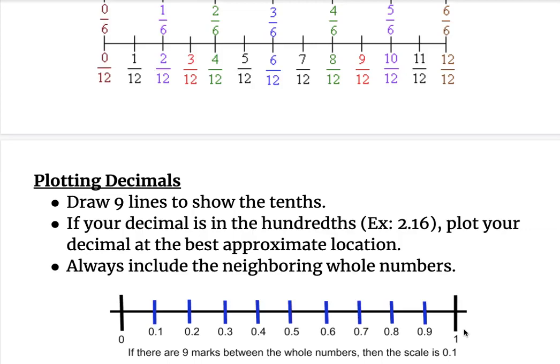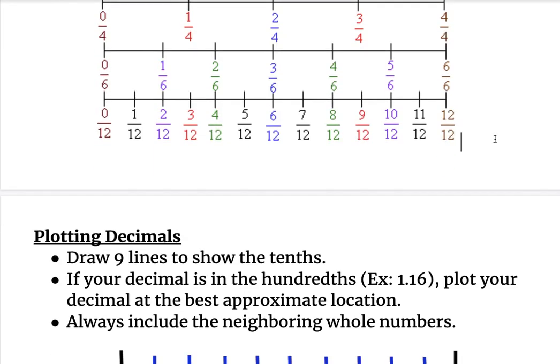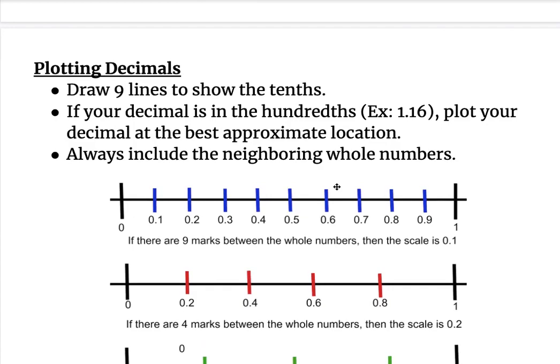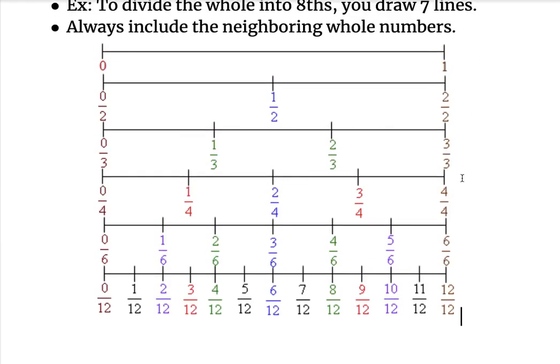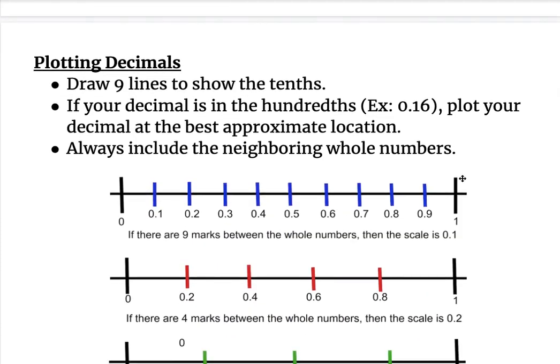If your decimal is in the hundredths, for example, 0.16 or 16 hundredths, then you would find that it is between 0.1, which is right here, and a little bit past it, between 0.1 and 0.2. So you would put your dot right here for 0.16 or 16 hundredths.